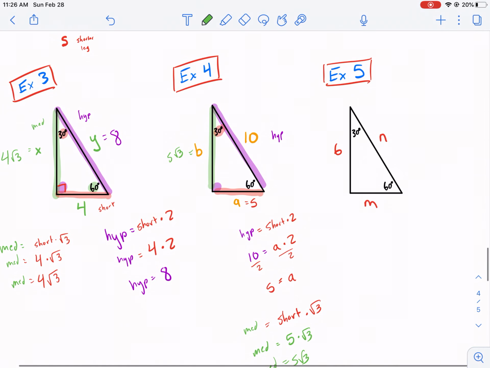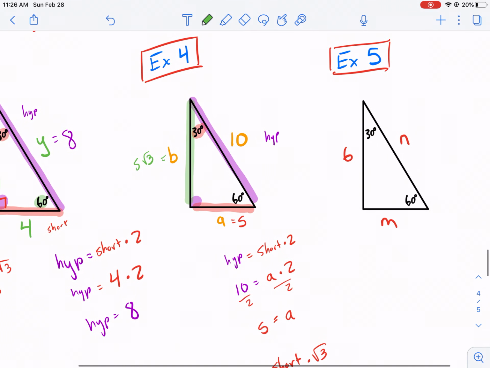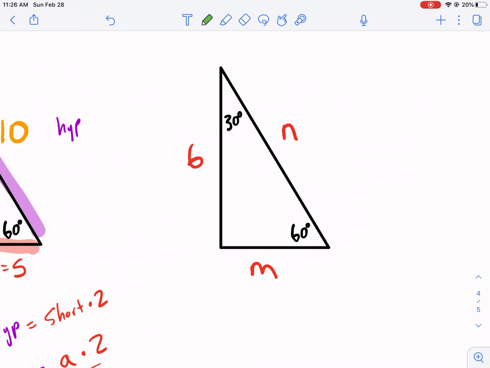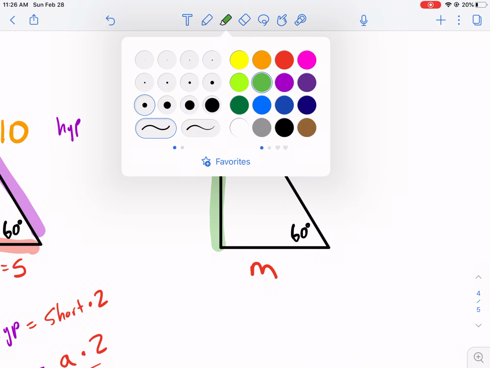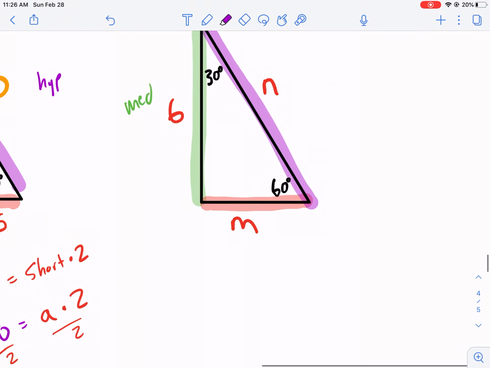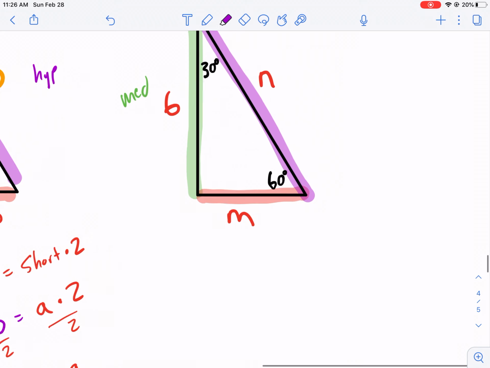Example 5, last one. Okay, the first one we're given the short side, the second one we're given the hypotenuse. This time we're given the medium side. Okay, this one's the toughest, honestly. So here's our medium side. Let's identify our short side. There's our short side. And our last one is our hypotenuse there. Okay, the key is always finding the short side first.